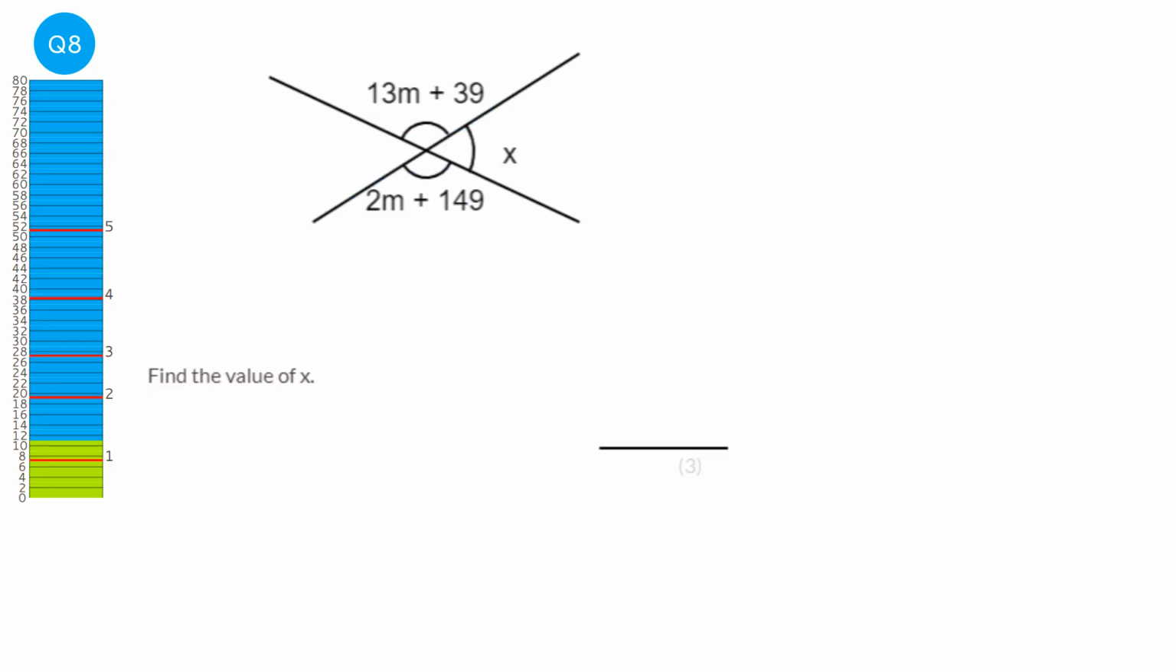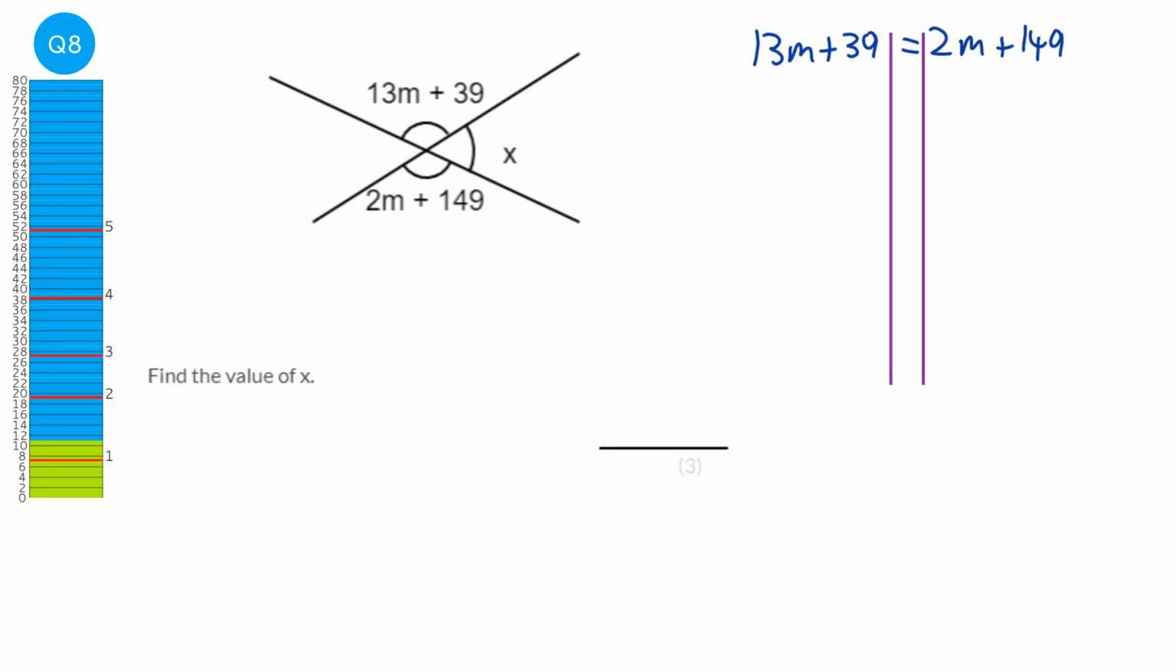And we're going to start with those because we have to find out what m is before we can work out what x is. And vertically opposite angles are always equal, so we've got 13m plus 39 is going to equal 2m plus 149. And we're going to get our lines in there because we're going to solve this.